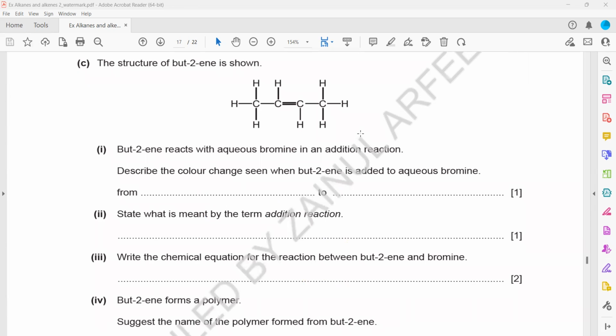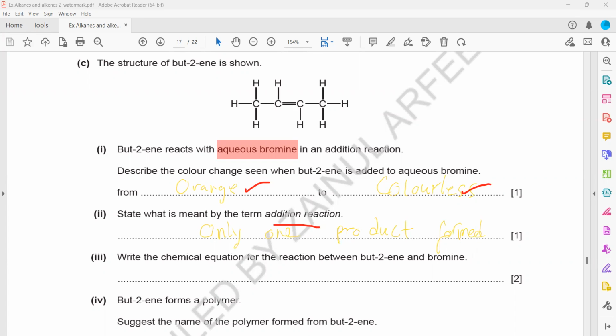Then we have the structure of butene. Aqueous bromine is added. What will the color change? Same question: orange to colorless. What is meant by the term addition reaction? More reactants, only one product is formed. Can we say a reaction where a simple molecule adds across a carbon-carbon double bond of an unsaturated molecule?